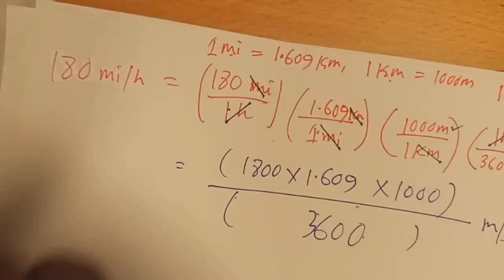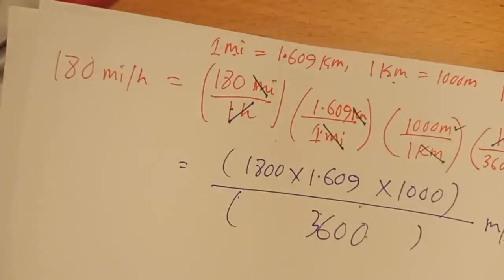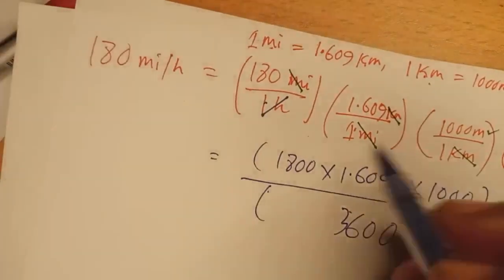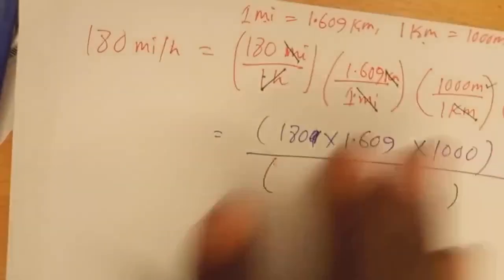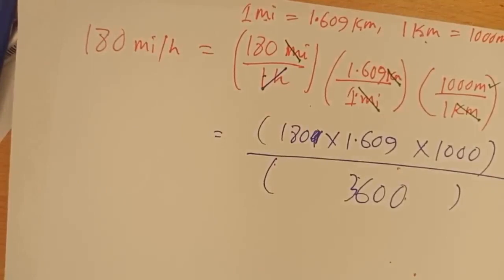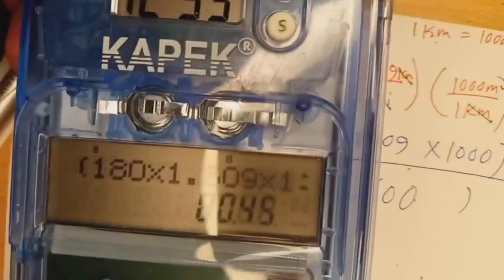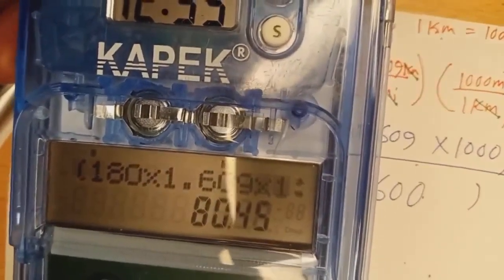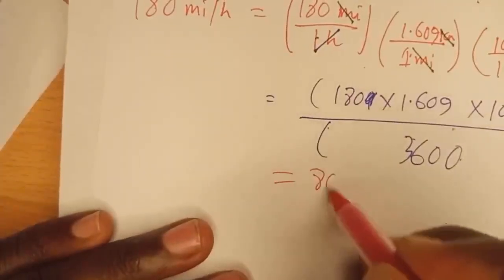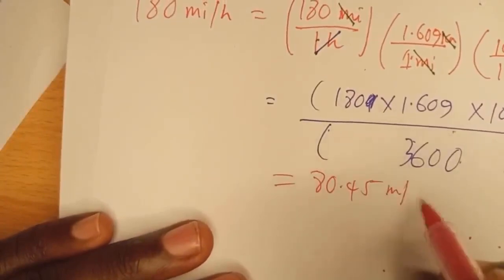So I will simply take my calculator and say, open bracket, 180 multiplied by 1.609, then multiplied by 1000, close bracket, then divided by 3600. If I do that, look at what I will have: 80.45. Wow, so my result will just be 80.45 meters per second.